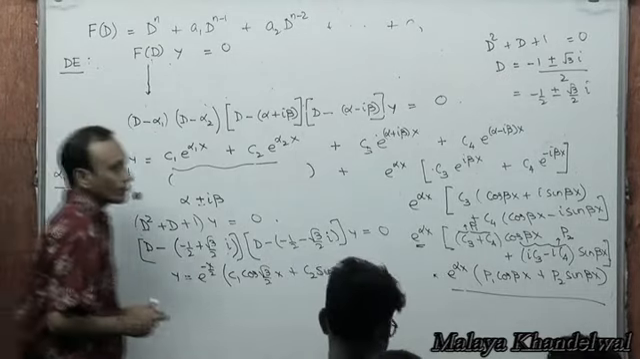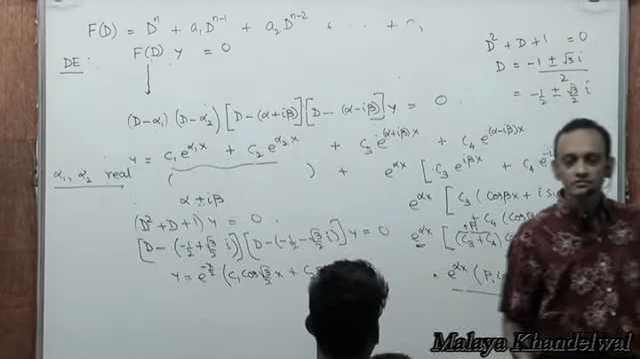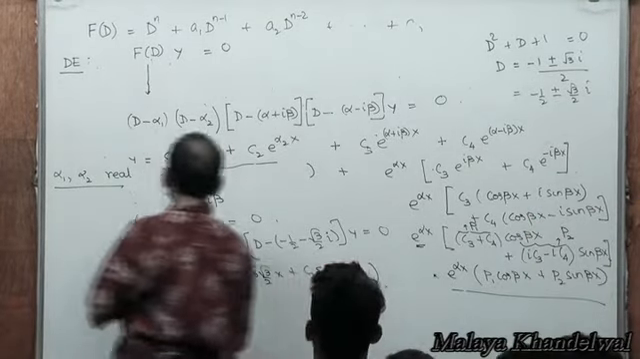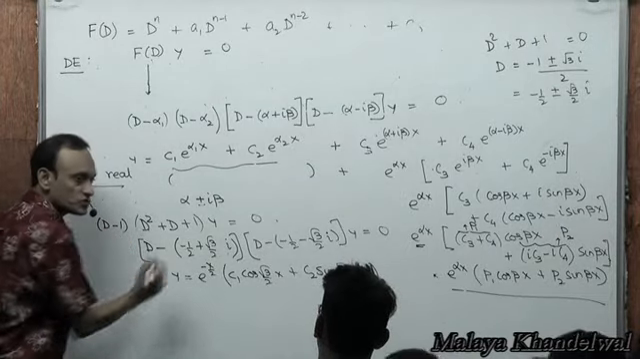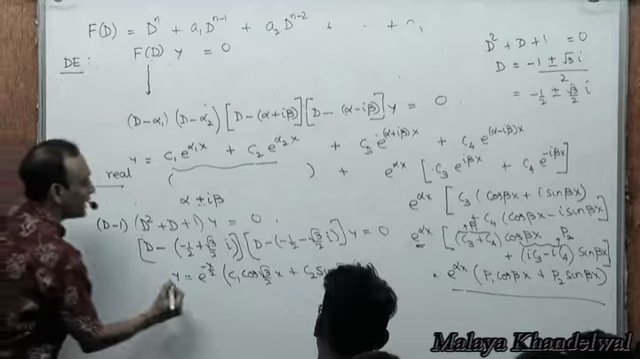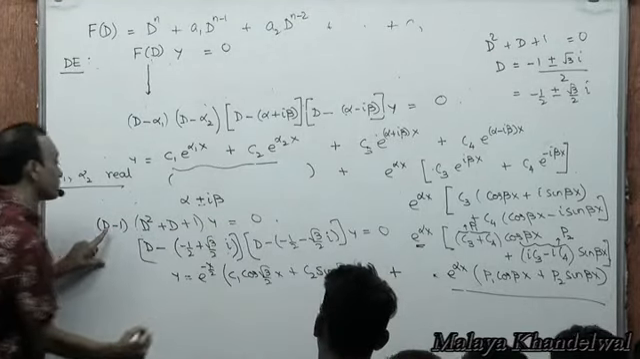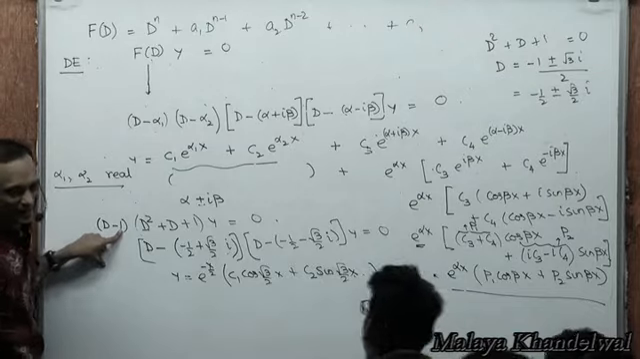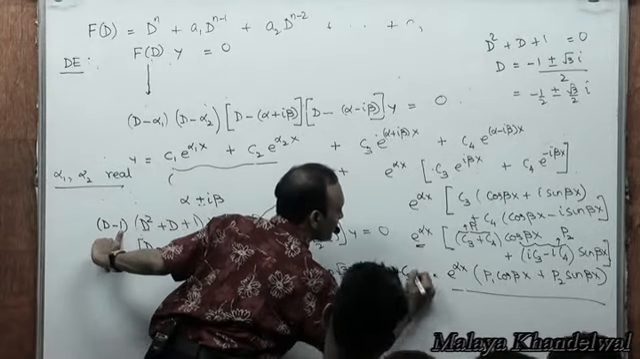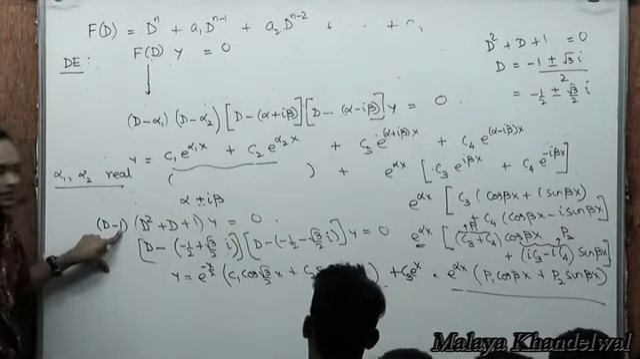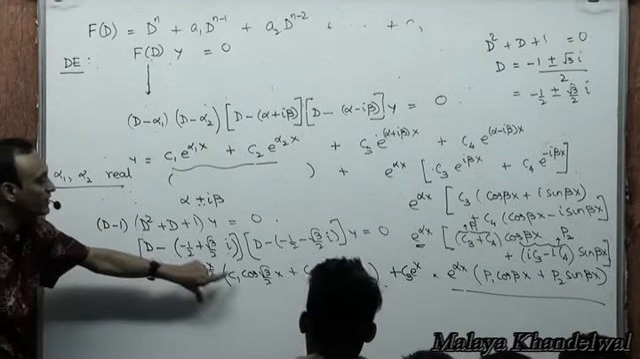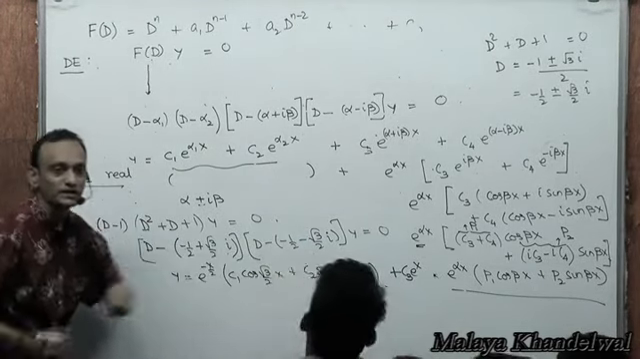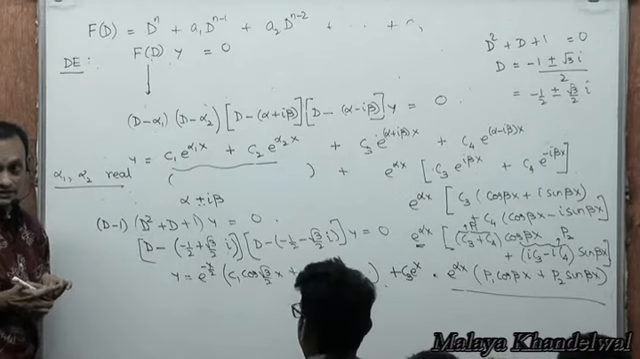Hey, the simple harmonic oscillator. And you know, if in addition I had a (d minus 1) multiplied into this differential operator, then there would be an extra term here. This would be some c3 e power x. That will be the contribution made by this. The contribution made by the complex pair would be e power alpha x (c1 cos beta x plus c2 sin beta x).